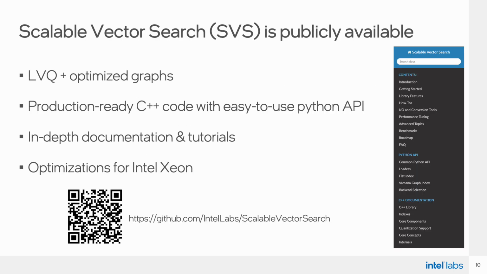We make our research available to the research community by making SVS publicly available. This release contains everything we have covered in the video, including optimized graph indices and LVQ. SVS has production-ready code written in C++, but it can also be accessed through a simple and yet powerful Python API. We have built a comprehensive documentation with tutorials and dedicated sections to help users tune the performance of SVS. This release of SVS also includes software optimizations that allow to extract maximum performance with Intel Xeon processors.